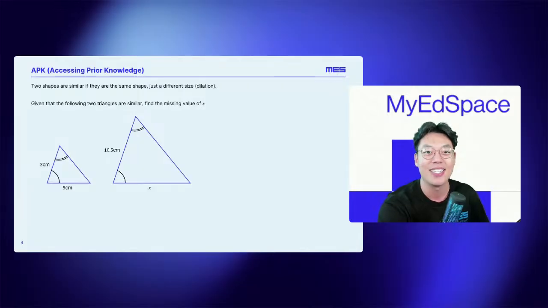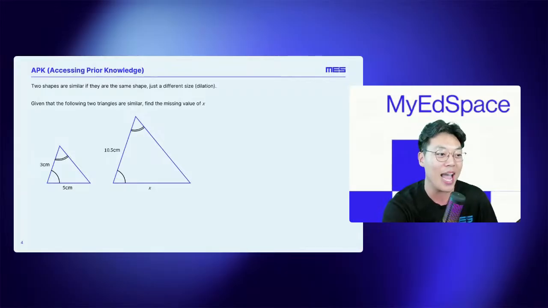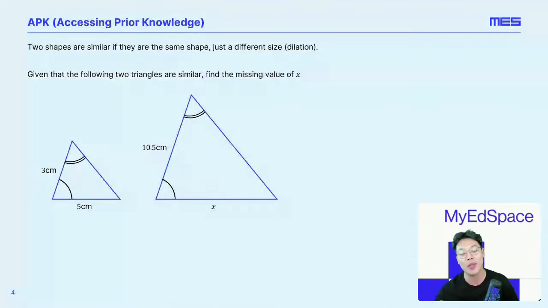All right. So I love starting off my lessons with something called an APK. An APK stands for accessing prior knowledge. And when we access prior knowledge, what we're basically doing is ensuring that we understand things that may show up later in the lesson without having to step aside mid-lesson to learn these things.